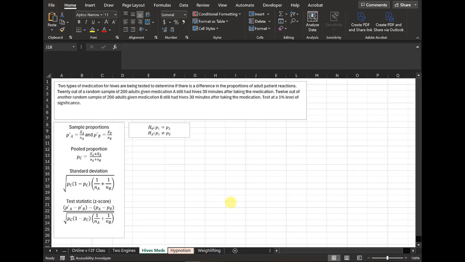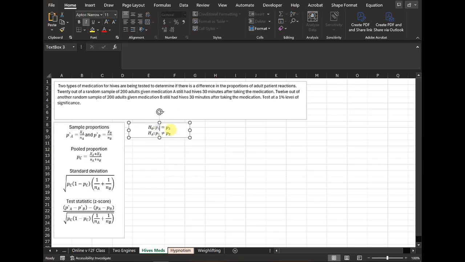So now we're moving into proportions, and so we need slightly different formulas for this. So I have a reference here of the formulas that we're going to need to do this. And additionally, it's always helpful to know what your hypotheses are. In this case, we're being asked to determine if there's a difference between the proportions. And if that's all we're being asked, whether there's a difference or not, that's going to be a two-tailed test.